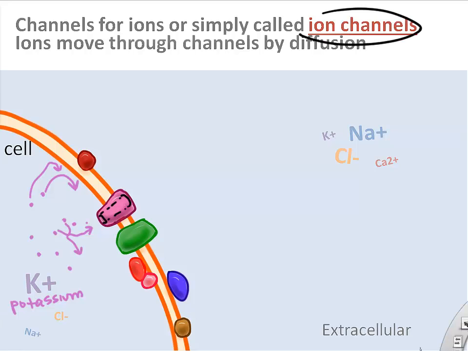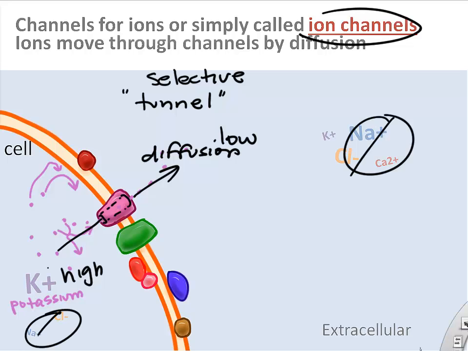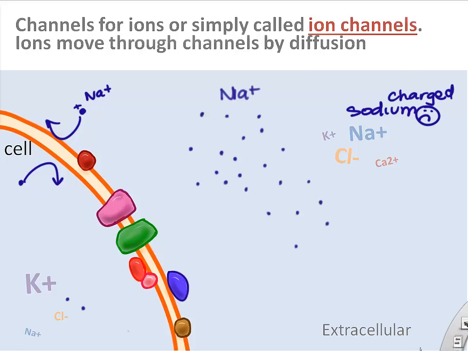Again, they're just a protein, but their structure allows things like potassium ions to diffuse from high concentration inside our cell and move and diffuse out of our cell. So again, channels allow these ions to move in or out of the cell by diffusion. Otherwise, they can't get through the phospholipid bilayer, charged ions like sodium, chloride, and potassium. They can't get through the phospholipid. So the way they can get through is through these channel proteins.